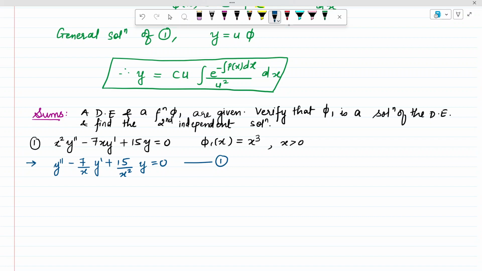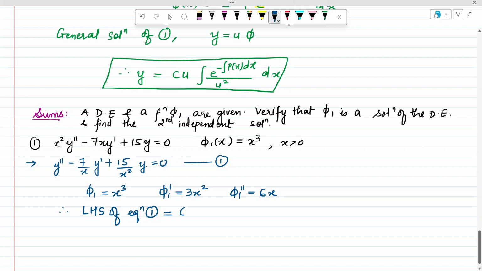Phi 1 is equal to x cube. Then find y dash and y double dash and put them in the given equation. Correct. So you can start with phi 1, which is x cube, then phi 1 dash, which will be 3x square, and phi 1 double dash. You don't have to assume y, it will still work. Let us put it as equation number 1. What will the left hand side of equation number 1 be?